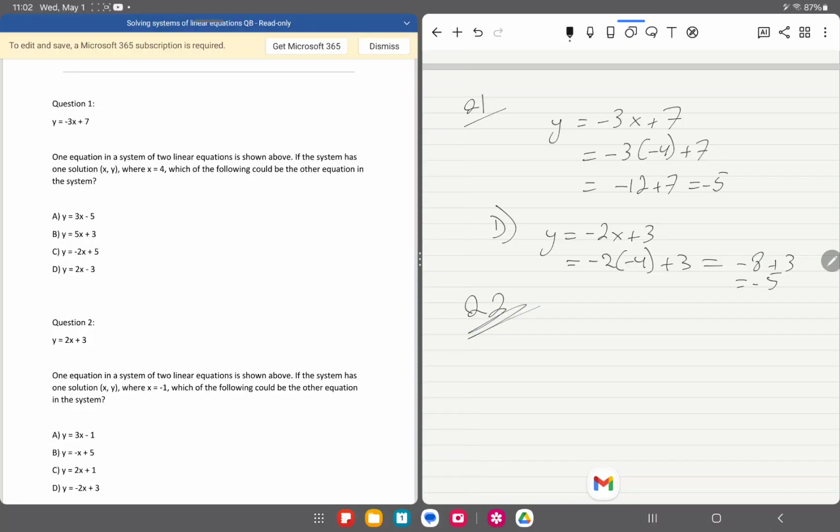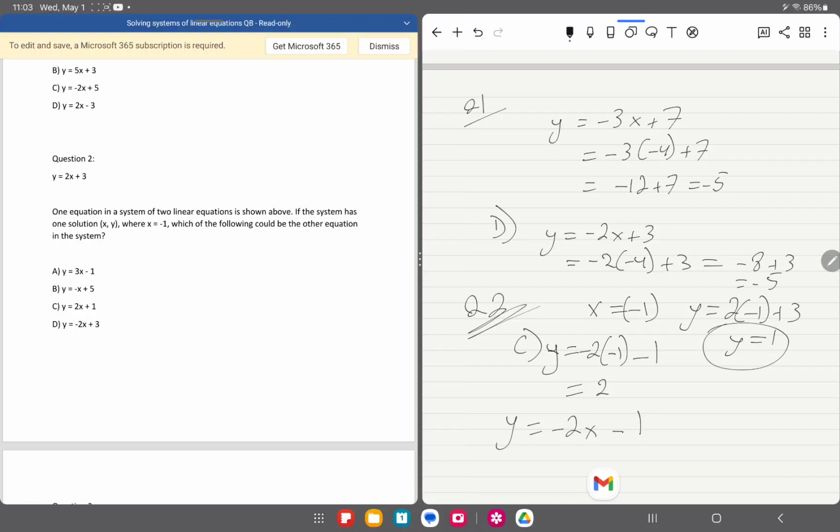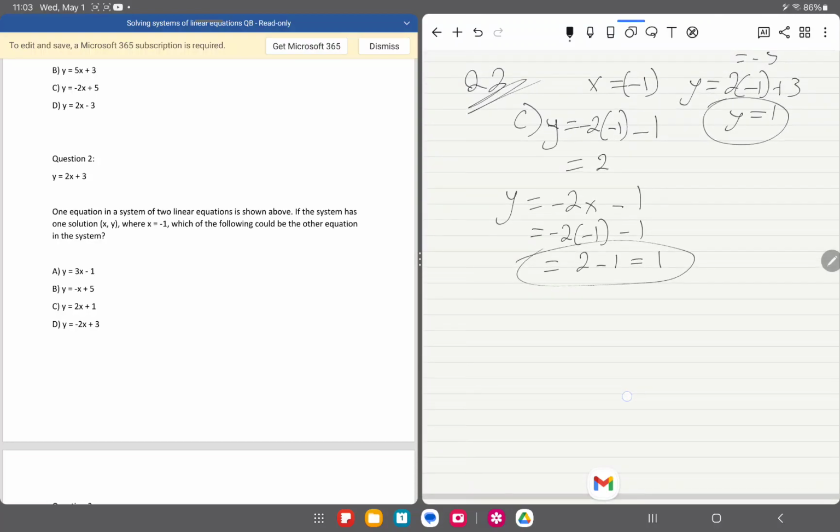Now, question 2. I guess there's also a typing mistake over here. It must be C. When x is equal to minus 1, y must be equal to 1. So C must be y is equal to minus 2x minus 1, so that when I substitute x as minus 1, minus 2 into minus 1 minus 1 gives me a 1. So C over here is the correct answer.